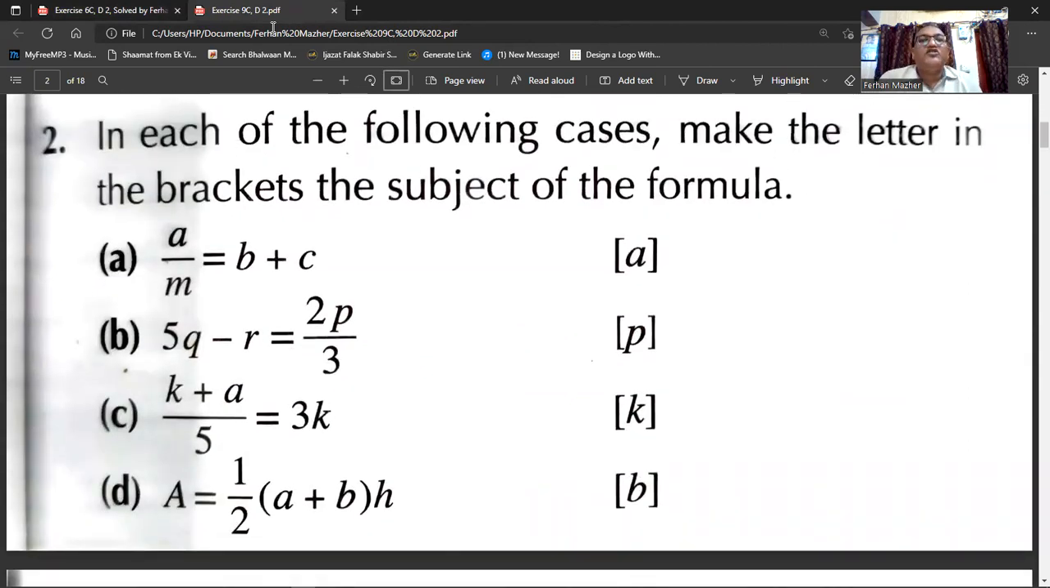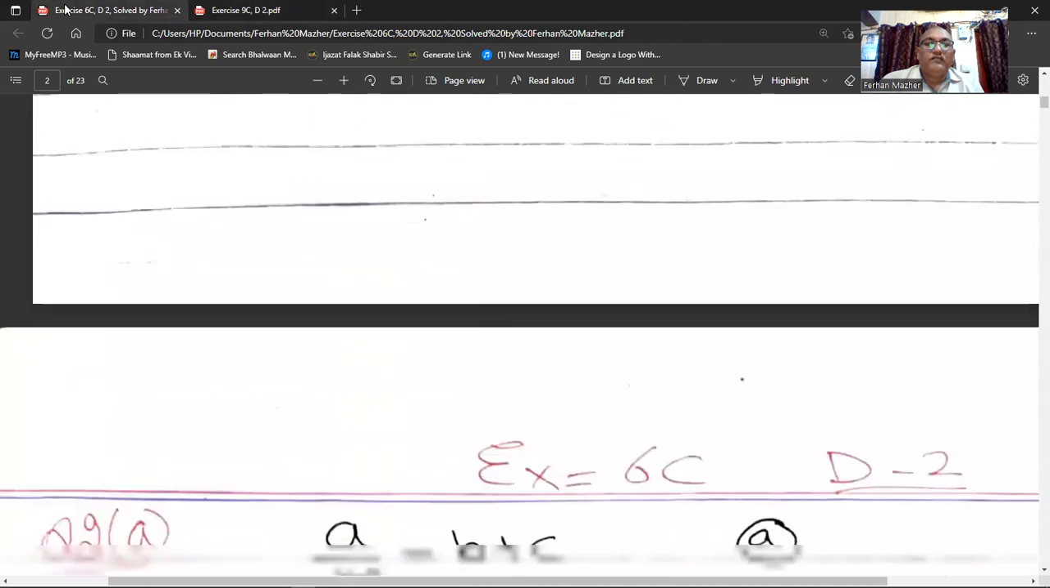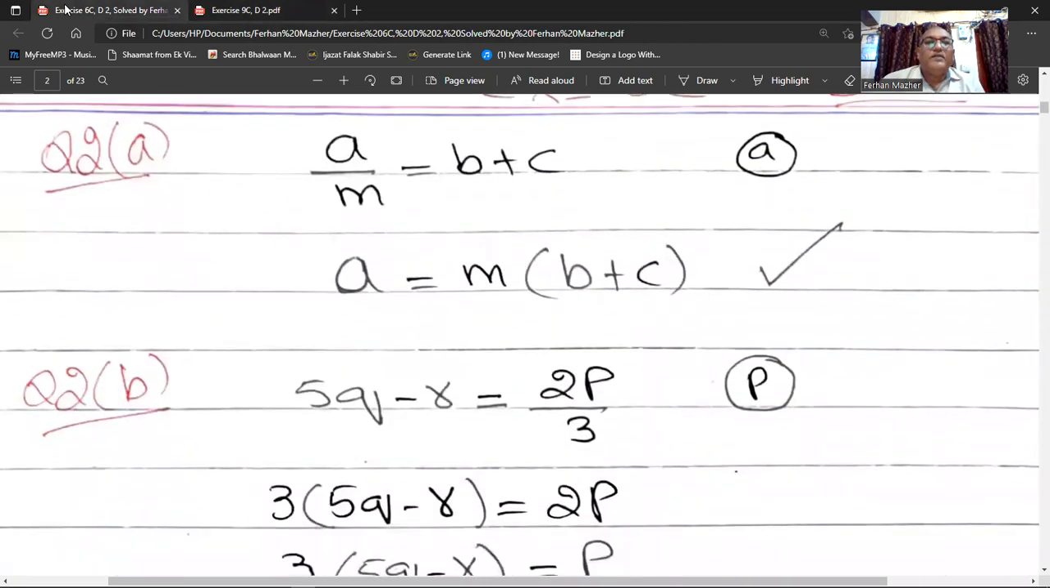He says, in each of the following cases, make the letter in the bracket the subject of the formula. So we have A by M equals to B plus C, and we want A to be the subject of the formula. Okay, so here we go. A by M is equals to B plus C. We want A to be alone.